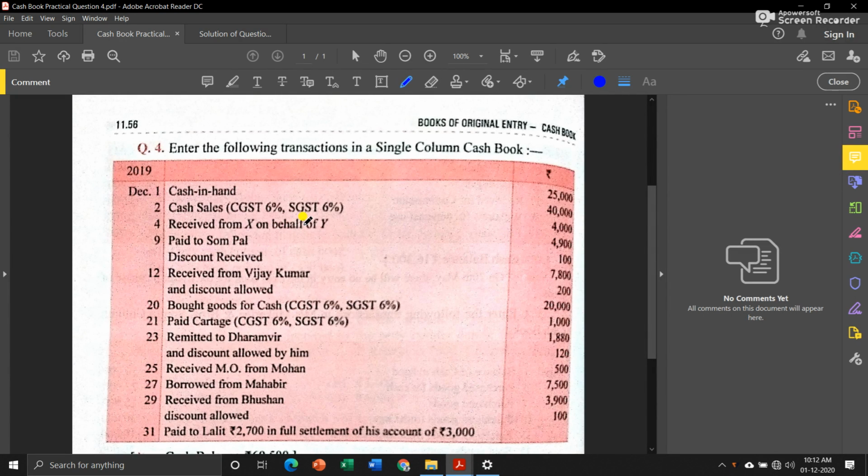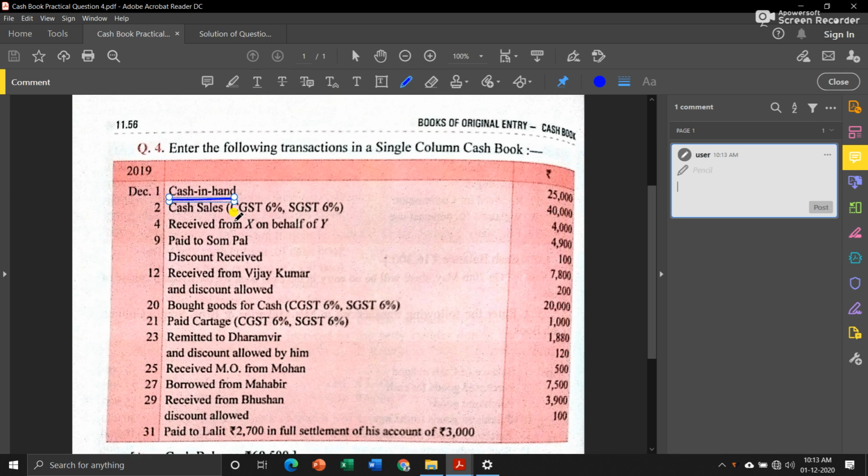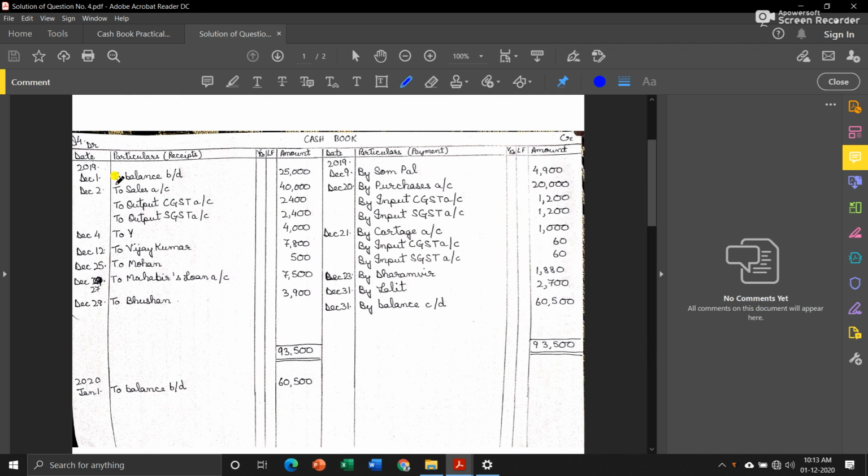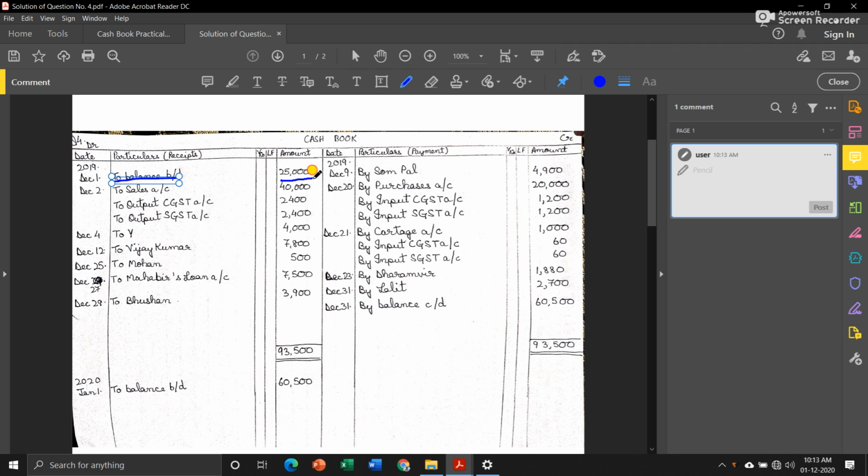Hello everyone, in this session we will be solving question number 4 of cash book. Now let us see the transaction first. The first transaction is given as cash in hand. This cash in hand is nothing but our previous balance that we are carrying forward in this month. So we will write on the debit side, "To balance brought down", rupees 25,000.